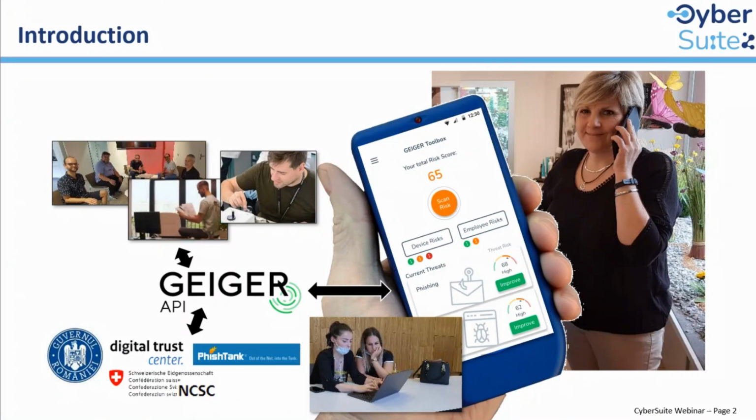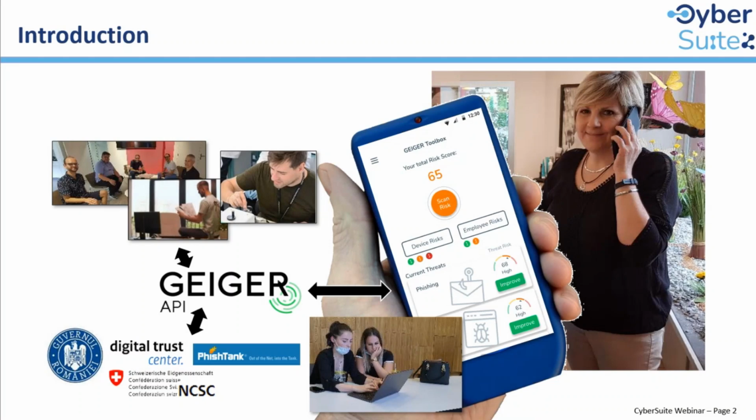GEIGER as such is fine-tuned for laypersons, so the use of GEIGER does not require specific ICT or cybersecurity knowledge, and as such is also positioned within CyberSuite as the interface towards business end users. As you see here on the screen, GEIGER offers a scan functionality that allows to assess the ambient risk and then drill down into what are the sources of the problems that should be resolved.